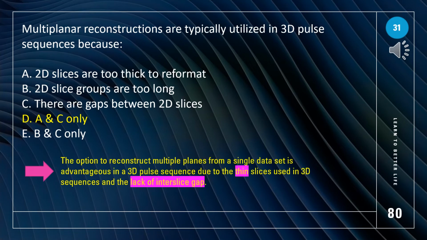The option to reconstruct multiple planes from a single dataset is advantageous in a 3D pulse sequence, due to the thin slices used in 3D sequences, and the lack of the interslice gap.